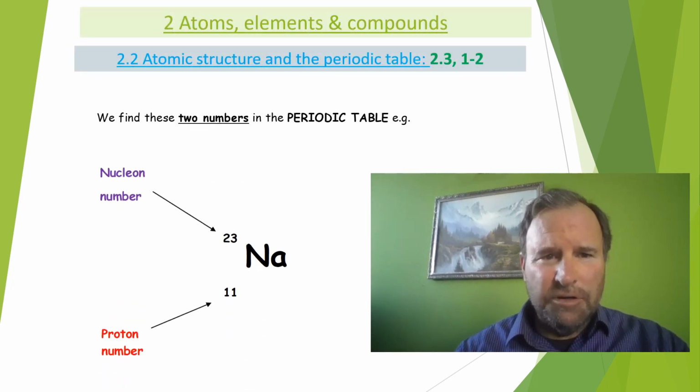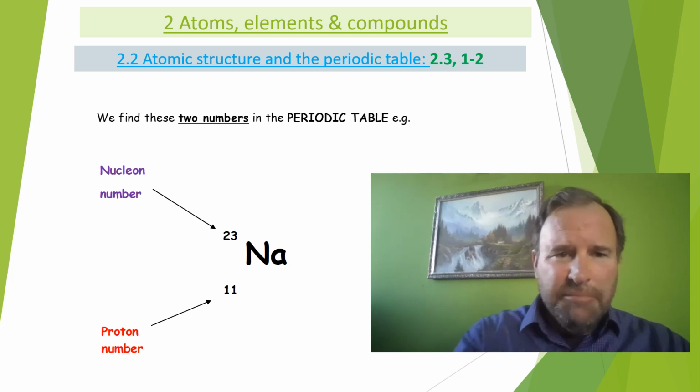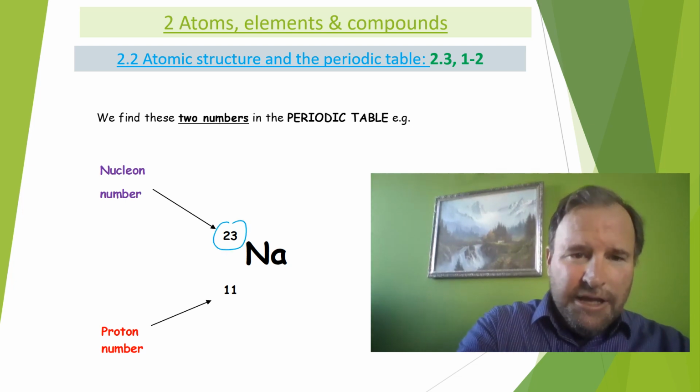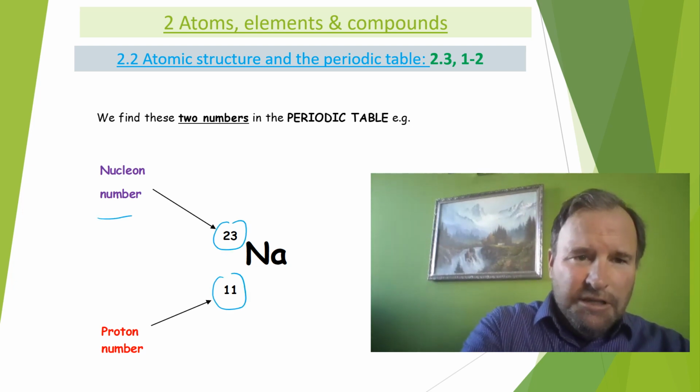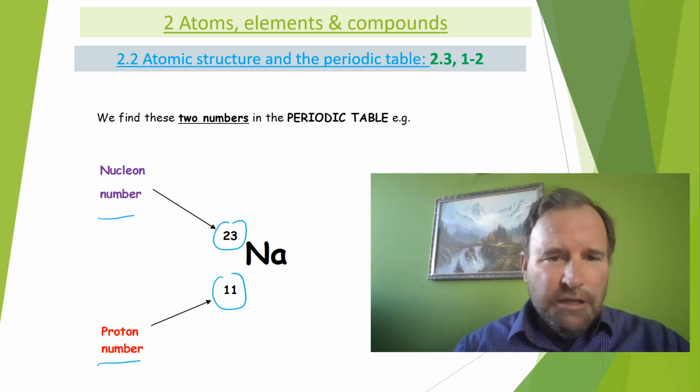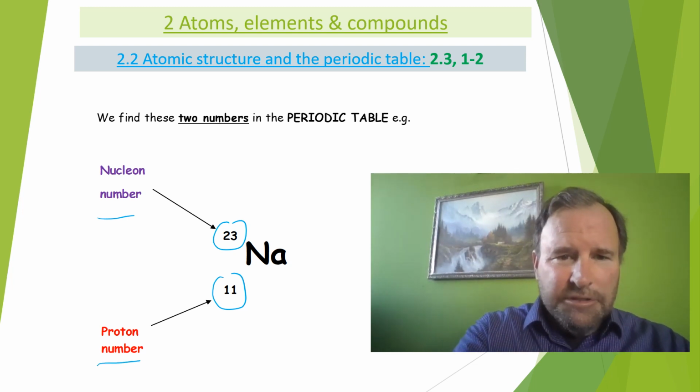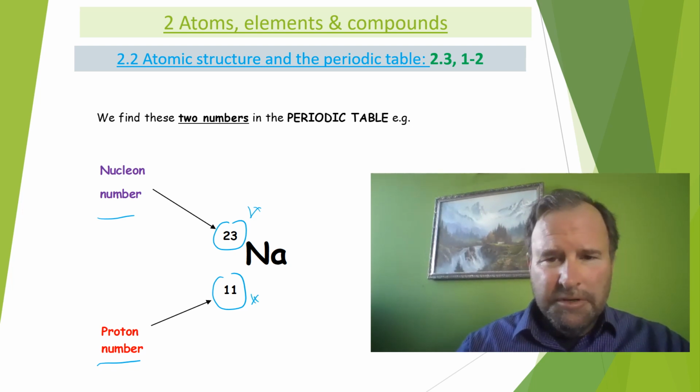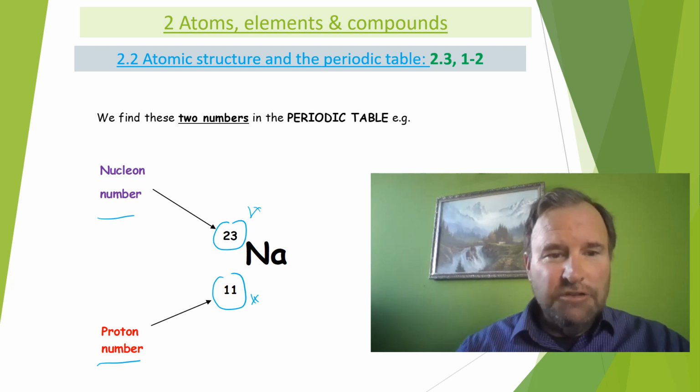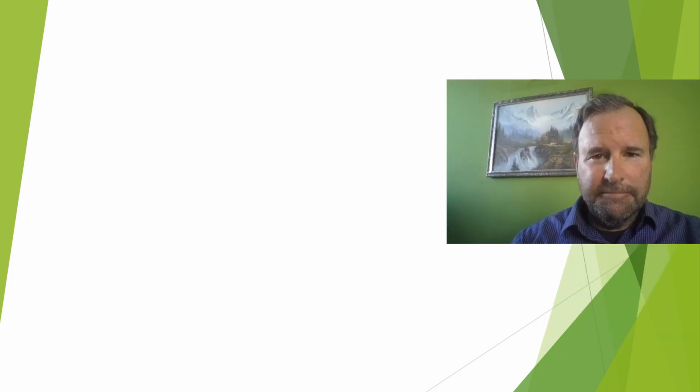Next slide, we're going to have a look at a bit of knowledge and understanding. Remember, these numbers have a particular value: the nucleon number here at the top, and the proton number here at the bottom. Remember, if it's in a different textbook, the smaller number is usually the proton number and the larger number is the nucleon or mass number.